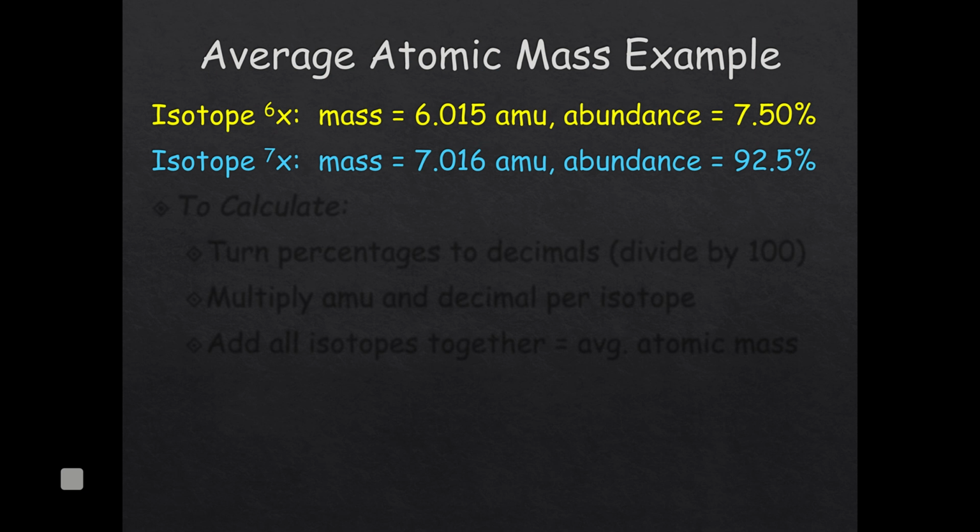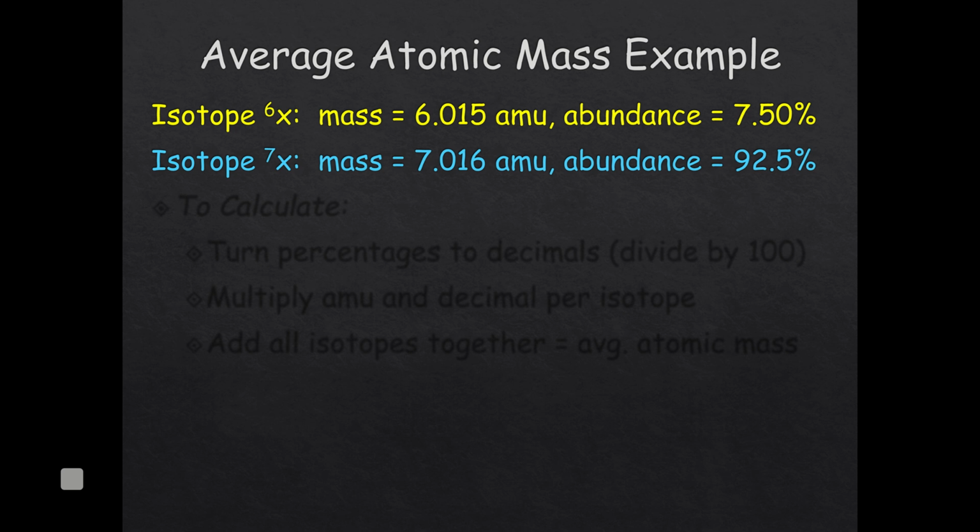All right. So, I mean, here's an example. I'll let this one kind of go out, and then we're going to do maybe 1 or 2 more in this video. So let's say you have these 2 isotopes, okay? And you can see one has a mass of 6.015 with a percent abundance of 7.5, and the second one has a mass of 7.016 and an abundance of 92.5.